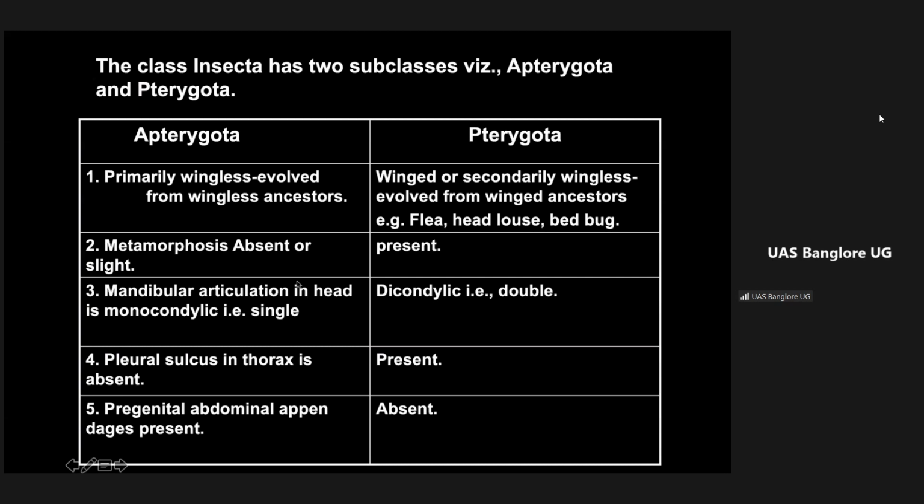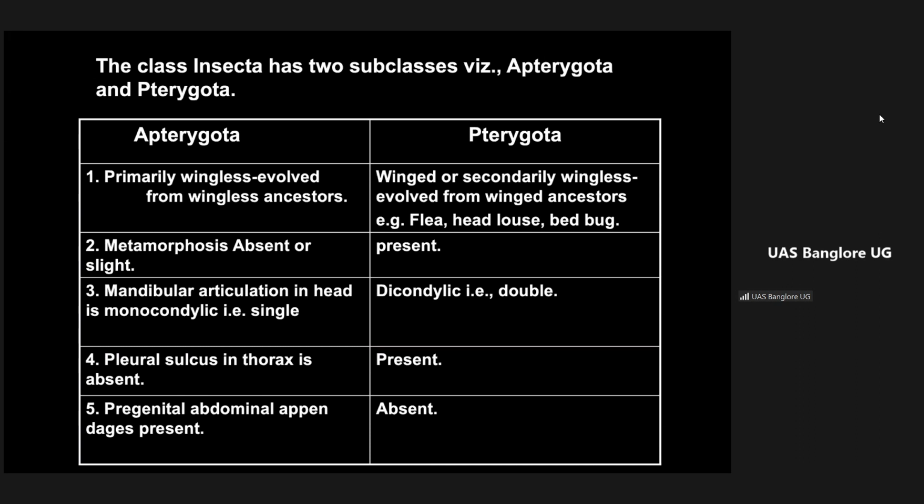In Apterygota, the mandible articulation in the head is monocondylic, that means a single point of attachment, whereas in Pterygota there are two points of attachment of the mandible, so they can move. Then pleural sulcus in thorax is absent in Apterygota, whereas in Pterygota the pleural sulcus is present. Then pregenital abdominal appendages are present. Any example? In the case of Collembola. Those are the pregenital abdominal appendages. Whereas in Pterygota, they are not present, they are only present at the last. There are no appendages on the abdomen. That is how you differentiate Apterygota and Pterygota.